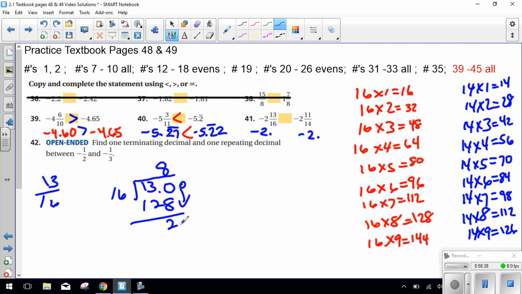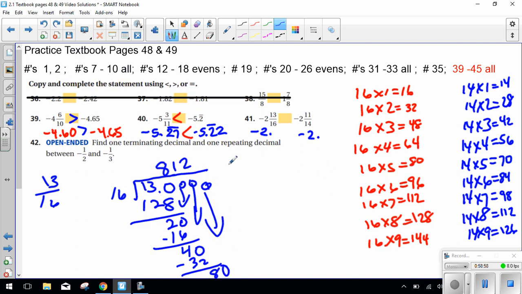Add a 0 and bring down. 16 goes into 21 one time. That leaves me with 4. Add a 0 and bring down. 16 goes into 42 two times. That's 32 with 8 left over. Add a 0. 16 goes into 80 five times, and that'll get me to 0. So this is negative 2.8125, or negative 2 and 8,125 10,000ths.